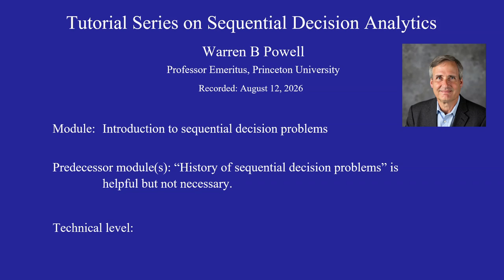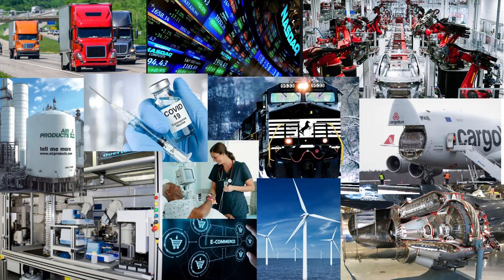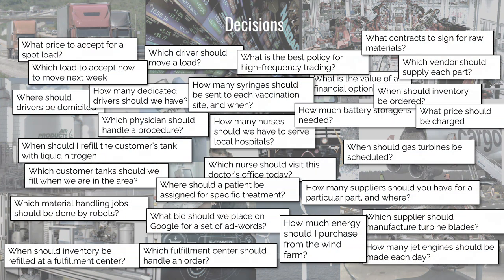In this module, I'm going to give you a very brief overview of sequential decision problems. So let's take all of these applications that I've been working on, and behind every one of these applications is a decision. If you look at any one of these boxes, it's posing a question in which you have to make a choice. That choice means there's a decision.